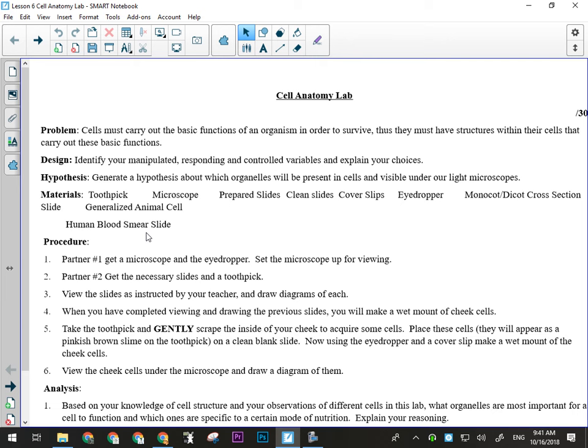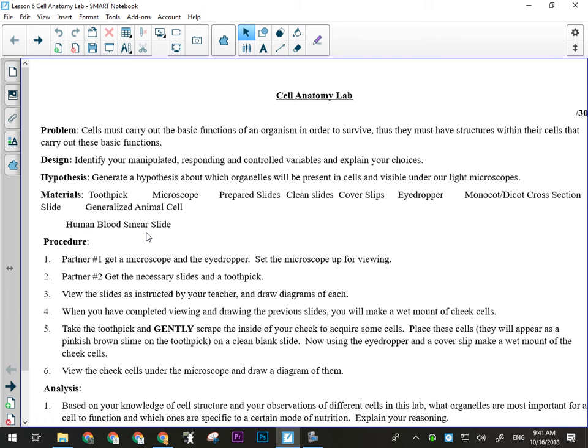So in the design here, we have the manipulated, responding, and controlled variables. What are you looking at under the microscope? Each time you look, it's going to be from different organisms. We've got plants, we've got animals. So it's important that we look at a wide variety of cells. The responding variable has to do with what we're looking for in those cells. Write it differently than that, probably be more specific, but that's as specific as I'm going to be.